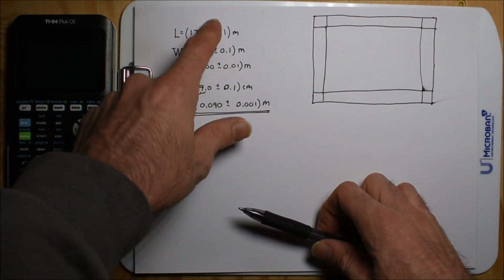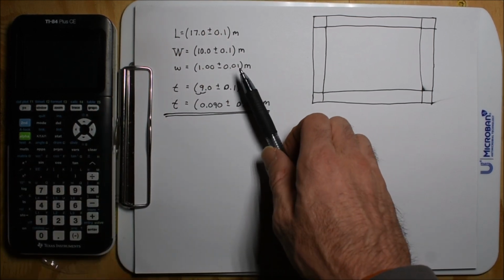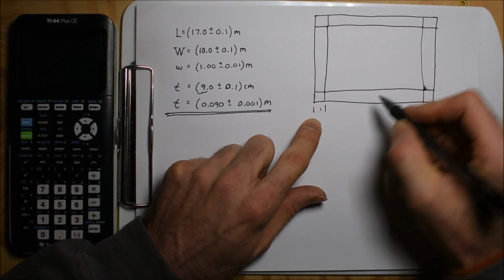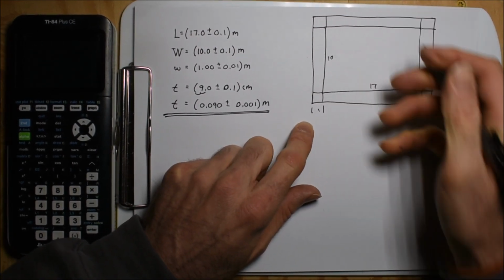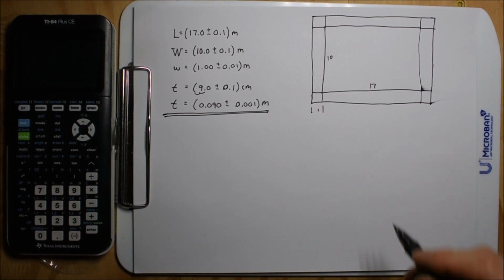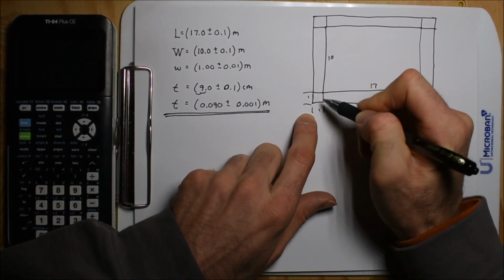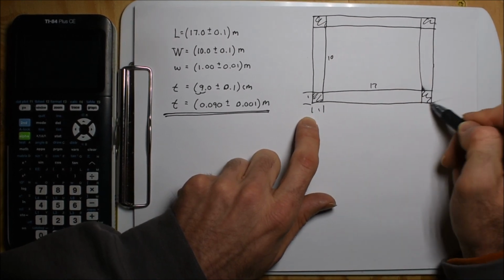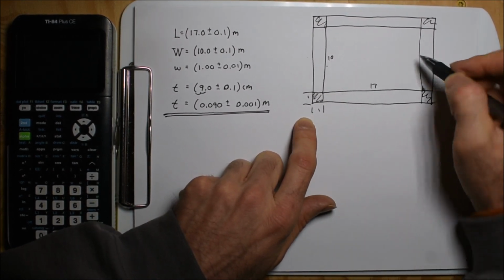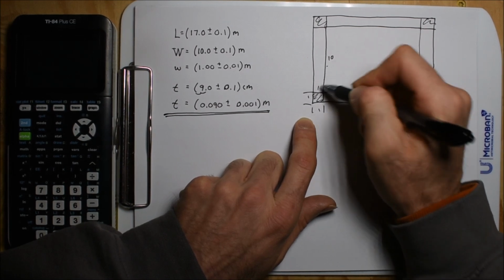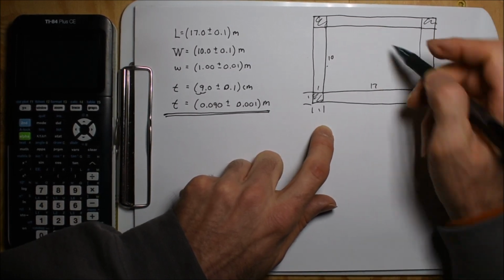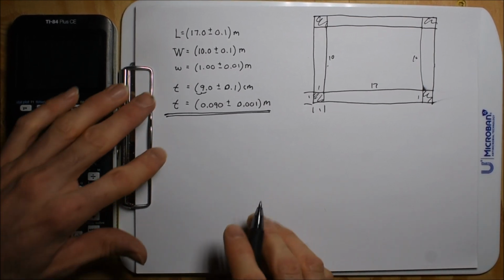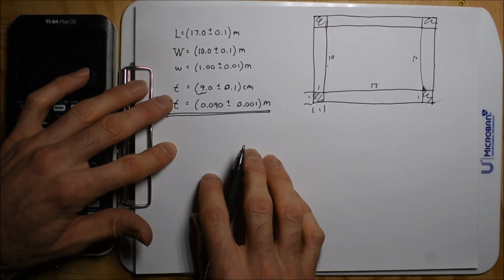But that uncertainty adds up in concrete work. So this is 1 meter, and this is 17, and this is 10. To solve this problem, you have to recognize that you have 4 of these squares that are 1 by 1. You have 2 of these that are 1 times 10. And then you have 2 of these that are 17 by 1. So now let's just do that and see how far we get.